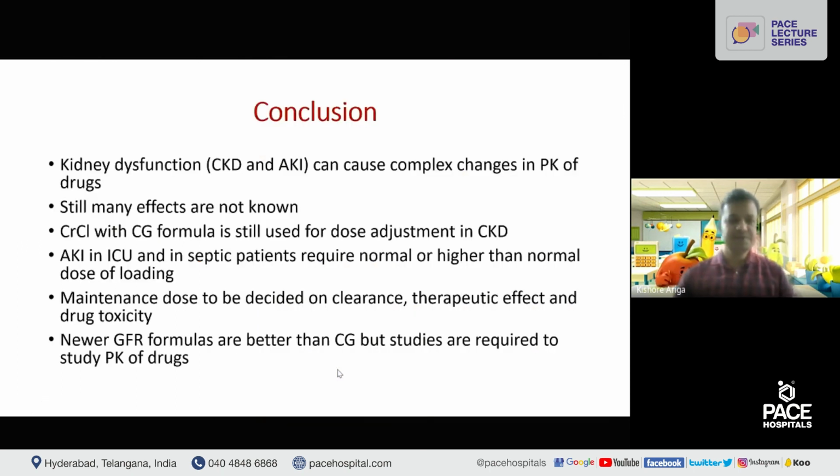So in conclusion, CKD and AKI can cause complex changes in the pharmacokinetics of drugs. Still, many effects are not known. Creatinine clearance with the Cockcroft-Gault formula is still used for dose adjustment in CKD. AKI in ICU and in septic patients requires a normal or higher than normal loading dose. Maintenance dose is to be decided on clearance, therapeutic effect, and drug toxicity. Newer formulas are better than Cockcroft-Gault, but studies are required to study the pharmacokinetics of the drugs.